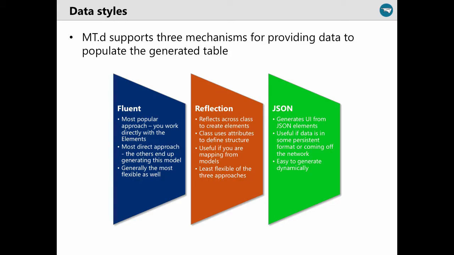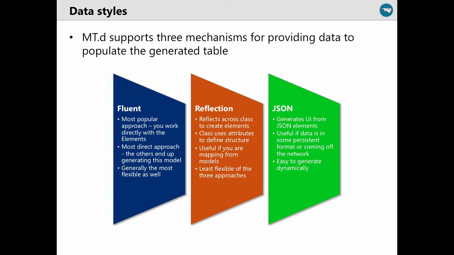There are 3 different mechanisms that MonoTouch Dialog uses to be able to provide data to these tables. The first is the fluent mechanism. This, generally speaking, is the most popular way to actually work with elements. It's very direct. It's actually the model that the other 2 end up generating, and it is essentially an object graph where you create a root element and you populate a series of sections where each section has a series of element objects that are placed inside to be able to drive the UI.